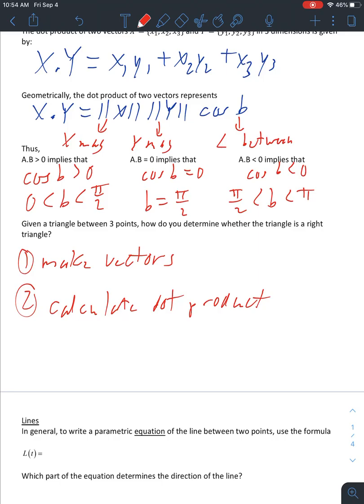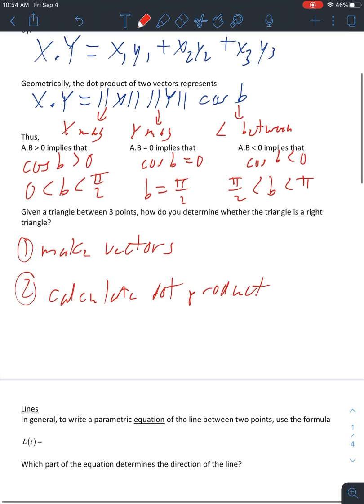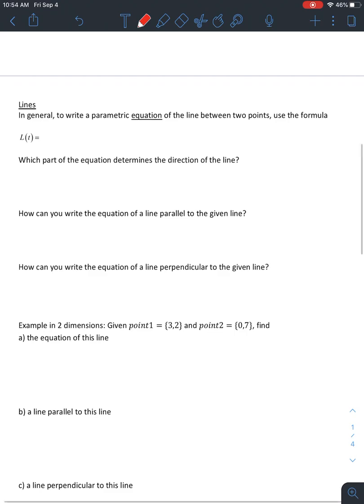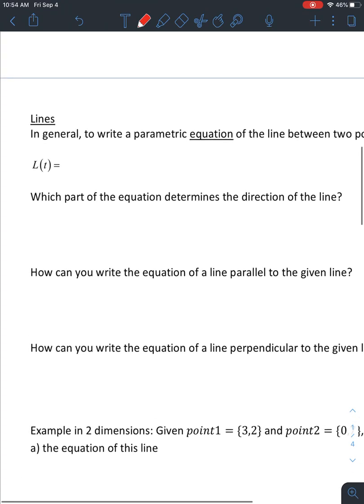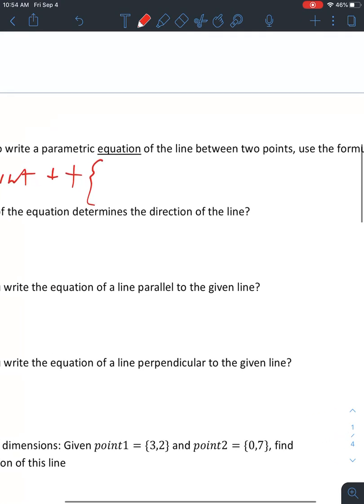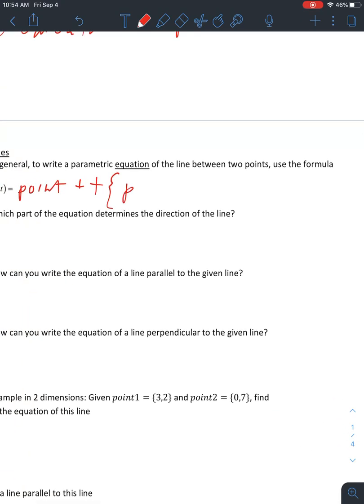All right, page 2, we're talking about lines now. To write a parametric equation of a line, this is the general formula you will use. L of t, we'll call it: you pick 1 point on the line, so one of the 2 points given to you, plus t, and you multiply that by the vector point 1 minus point 2, or point 2 minus point 1, it doesn't matter.